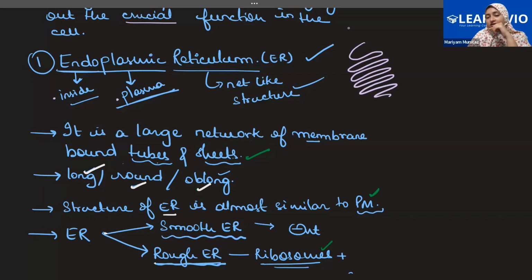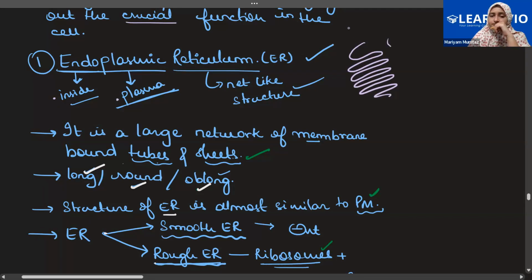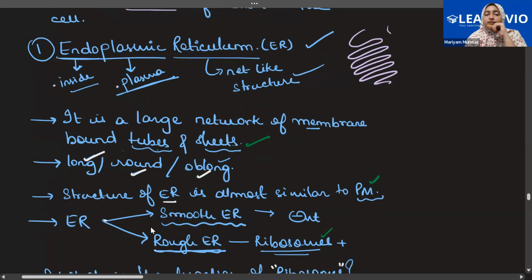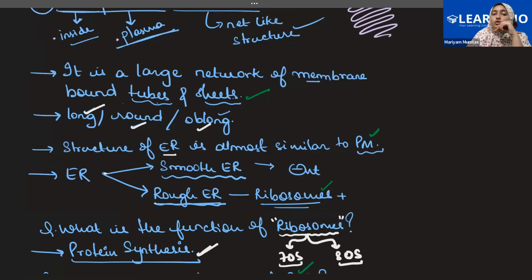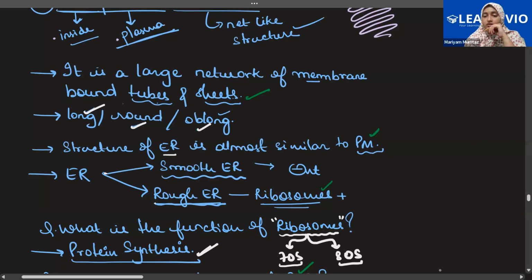Okay, it is a large structure and it is present inside the cell. Now, it can be round, it can be long, or it can be oblong. So, it can vary depending upon the organism, right? It can be long, round, and oblong.